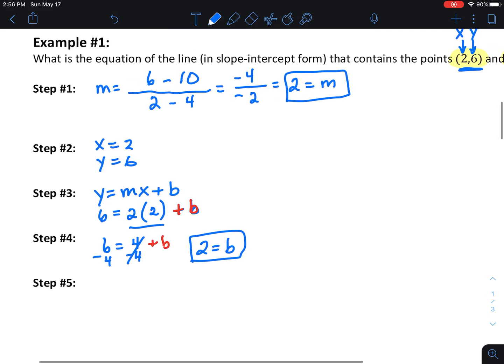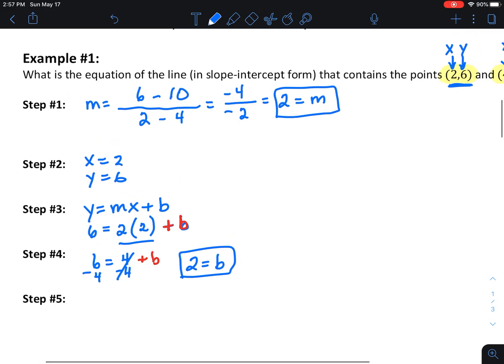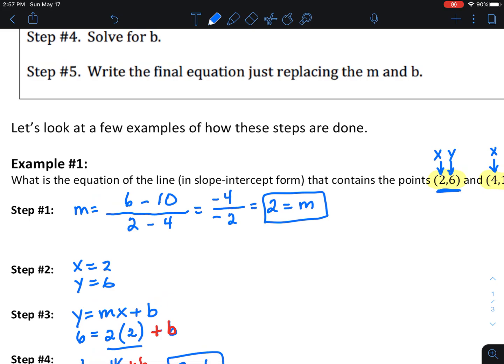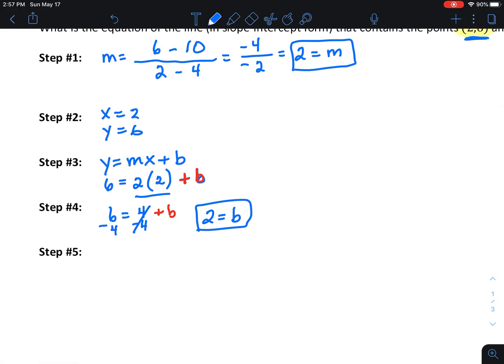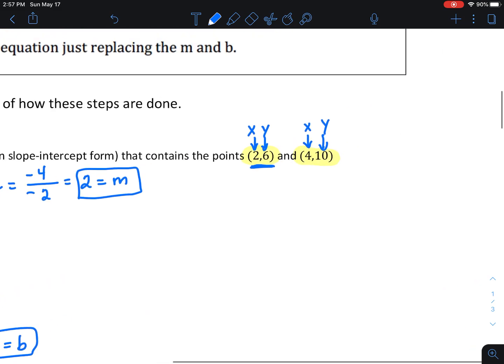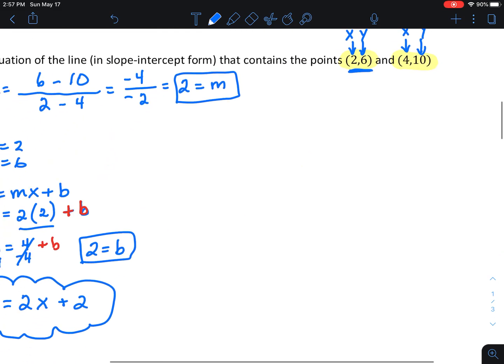Okay, now notice what I did. In step 1, I put a box around m. And then in step 4, I put a box around b. Those are the two pieces that have to come together to form my equation, right? Now again, remember, it's y equals mx plus b. And in step number 5, we're going to write the final equation just replacing the m and the b. y gets to stay y, x gets to stay x, but we're going to replace the m with 2 and the b with 2. And so we get y equals 2x plus 2. This is the equation of the line which contains the points (2, 6) and (4, 10).